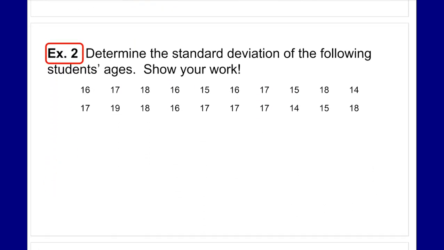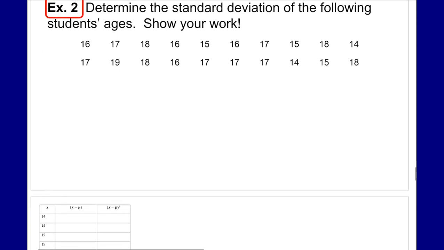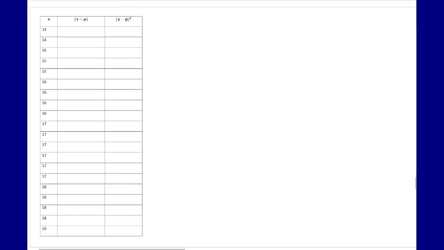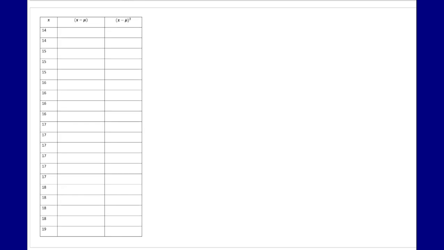So again, now we want to go through and basically do the same thing. We want to determine the standard deviation of the following students' ages, and we're going to show our work just to get used to calculating this by hand. So we have all the values. I've put it into a table here so we can start. We do need to calculate our average first, and I've already put it into order to help me figure that out. So I'm going to calculate my average, or mu.